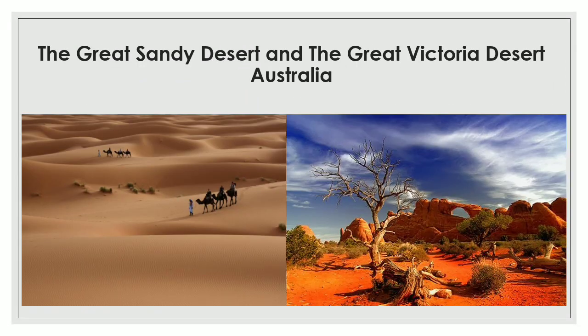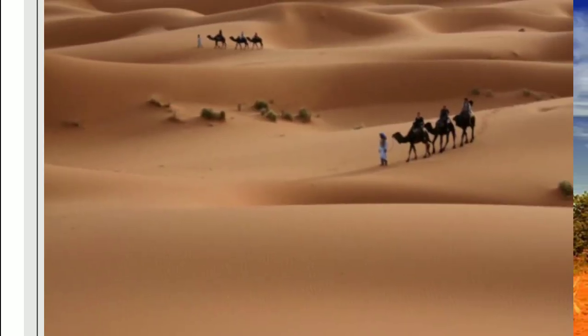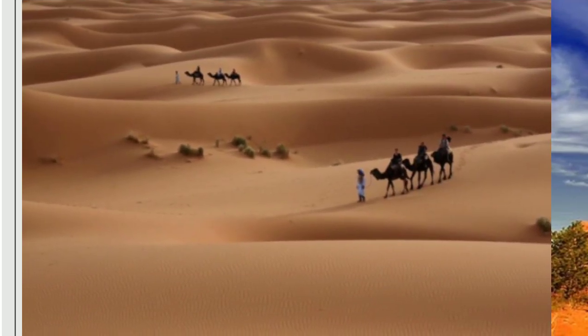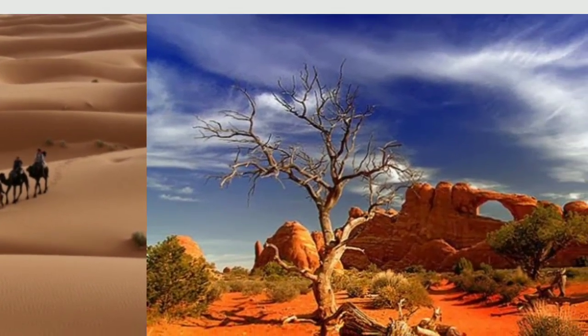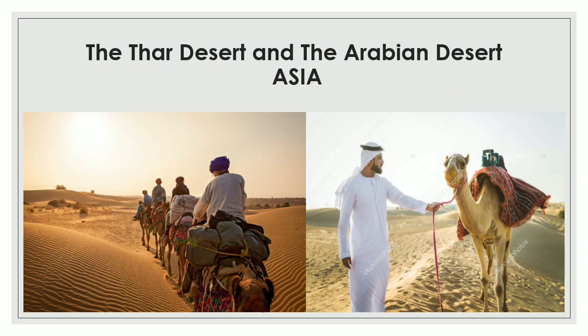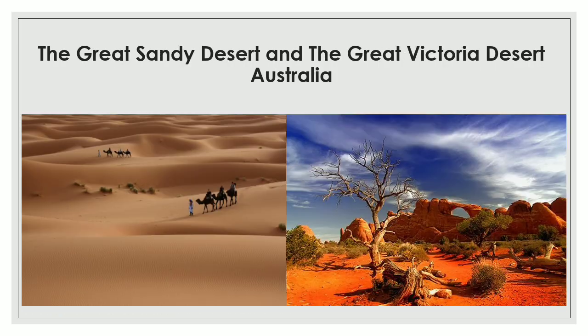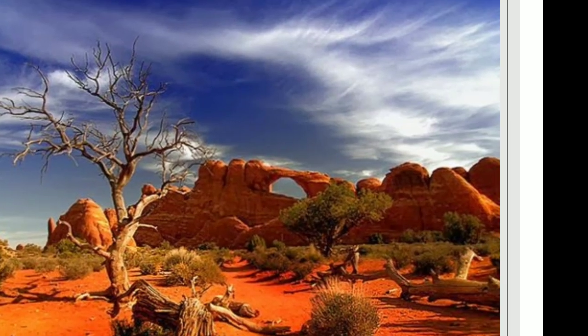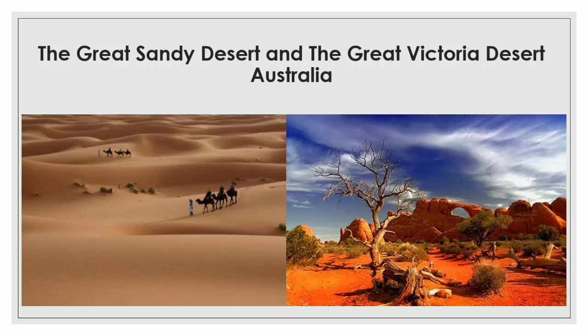Now this is the picture of the Great Sandy Desert and the Great Victoria Desert in Australia. This is the Great Sandy Desert, this brown one, and this one is the Great Victoria Desert in Australia. Just have a look. Wow, it's so beautiful, right?